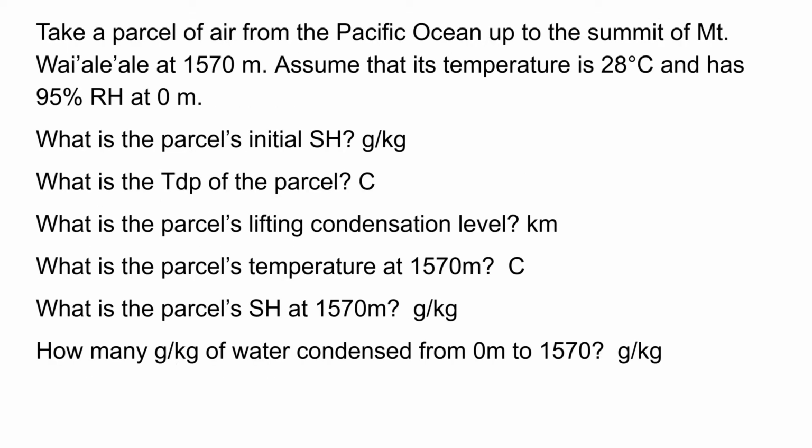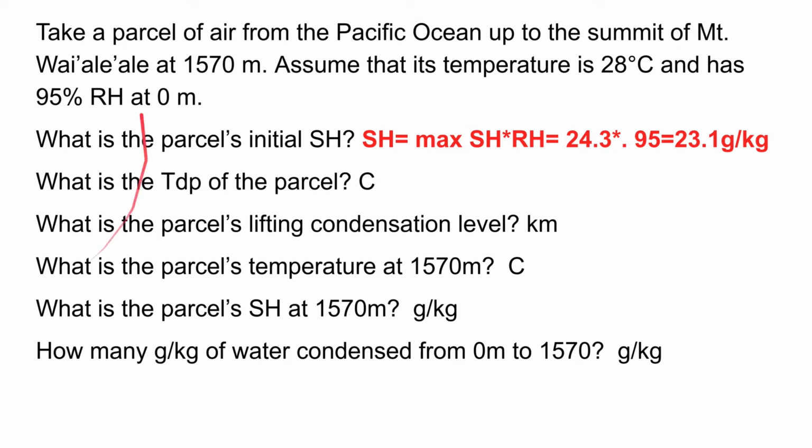So the first question we need to find out is, what's the parcel's initial specific humidity? And we can find that out because we know its temperature, 28 Celsius, and its relative humidity, 95%. So we know that it's got 95% of the maximum. So we look it up on the table at 28 Celsius. The maximum specific humidity is 24.3 grams. We multiply that by 95%, 0.95, and we get 23.1 grams per kilogram for the parcel's initial specific humidity.